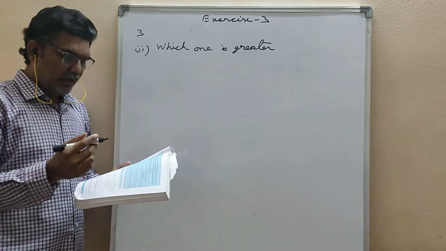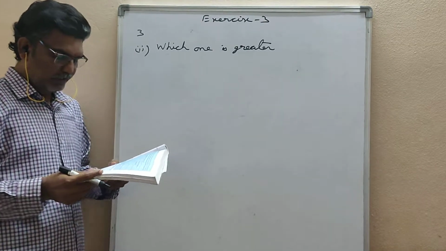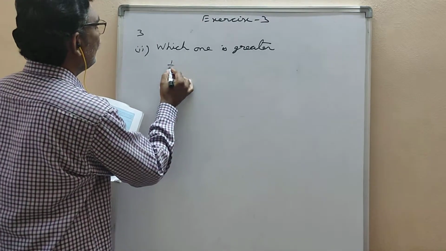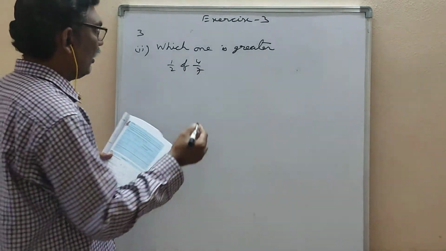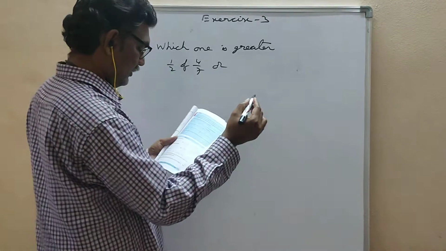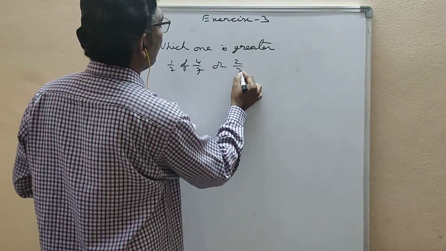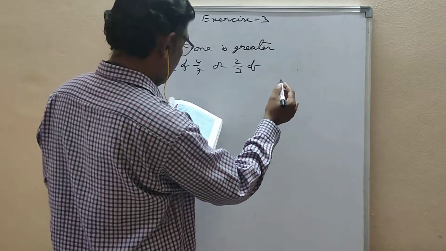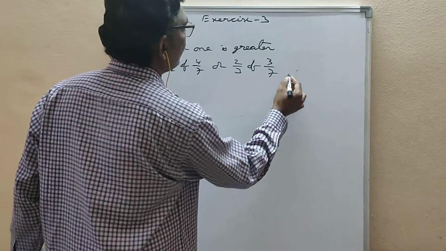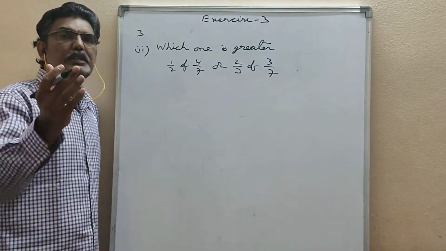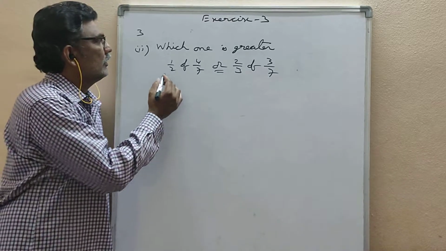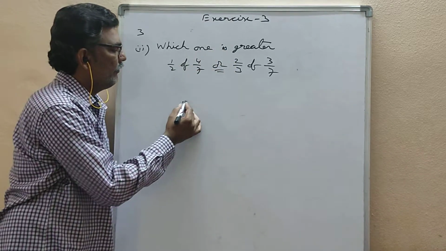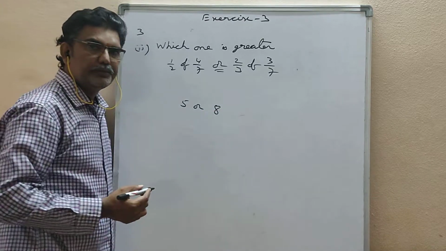Okay. Now we will see the question: half of 4/7 or 2/3 of 3/7. You should understand that "of" is there. See, which one is greater, 5 or 8?